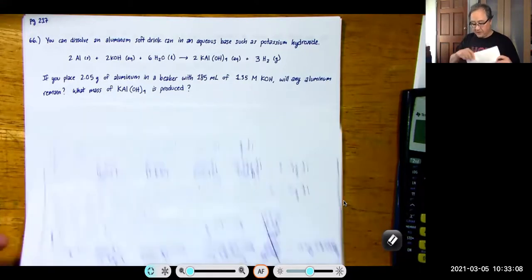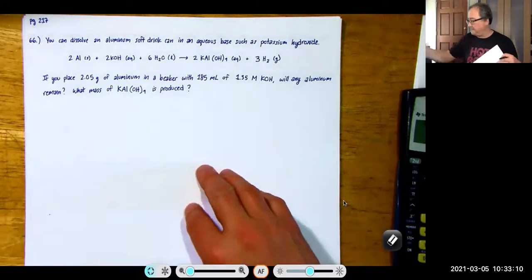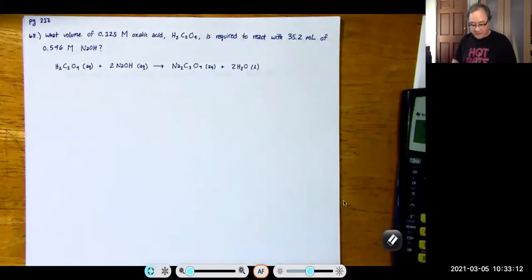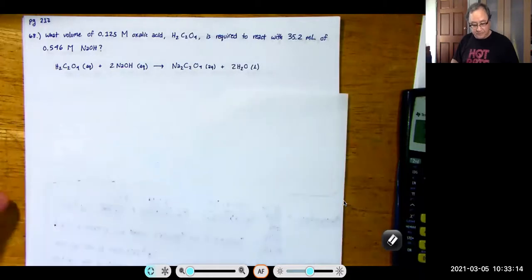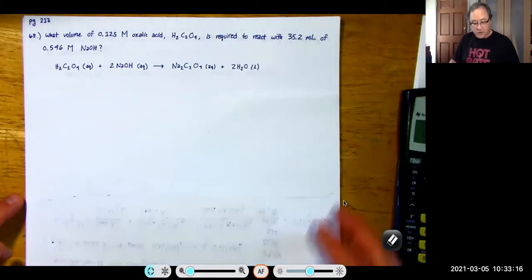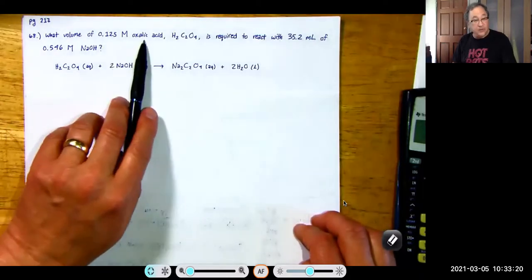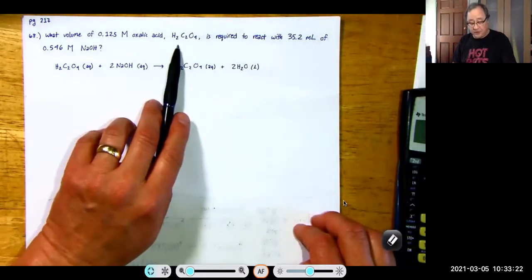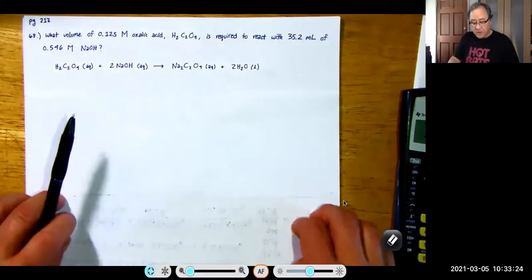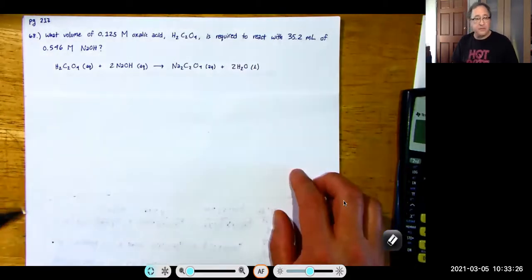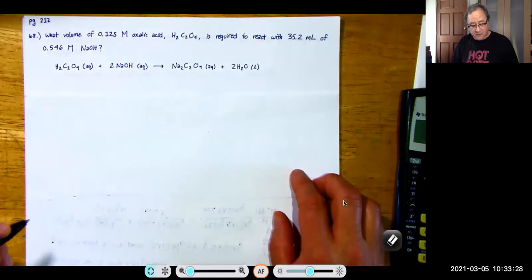Okay, so let's put that one to the side. And let's do another one here. What mass of 0.125 molar oxalic acid, which has the formula H2C2O4, is required to react with 35.2 milliliters of 0.546 molar sodium hydroxide?